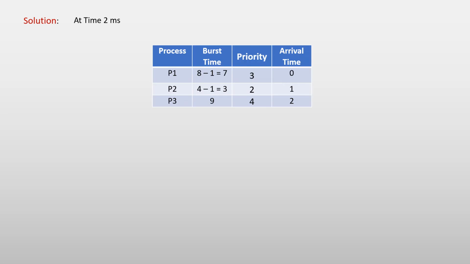At 2 milliseconds, process P3 enters the system and its CPU burst is 9 and its priority is 4. It has a lower priority. Most of the time, the lower the priority number, the higher the priority, and the higher the number, the lower the priority. So you need to check carefully whether a lower number is higher priority or a higher number is higher priority in the question paper. Please pay attention to this, because your solution can go wrong based on this decision.